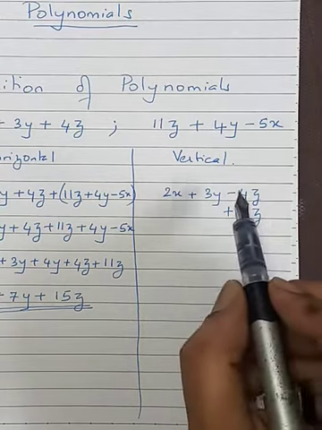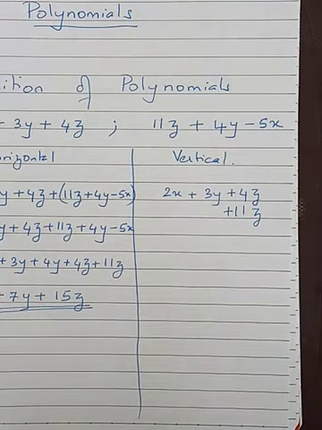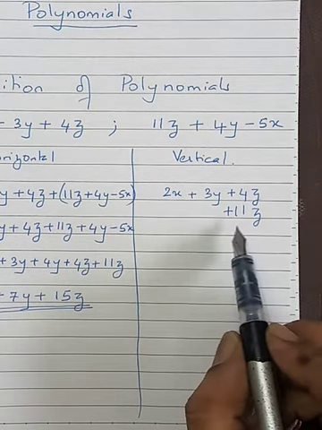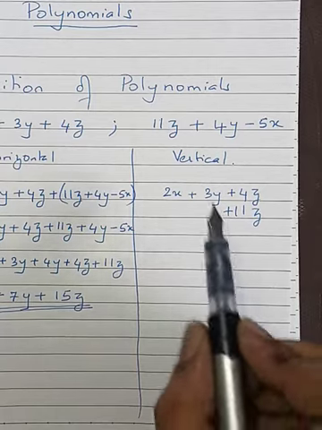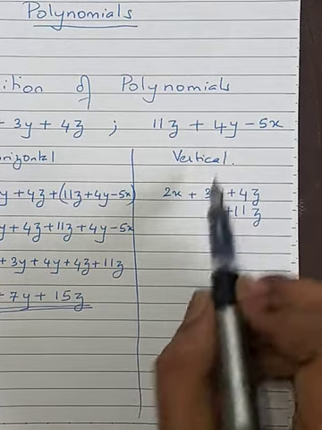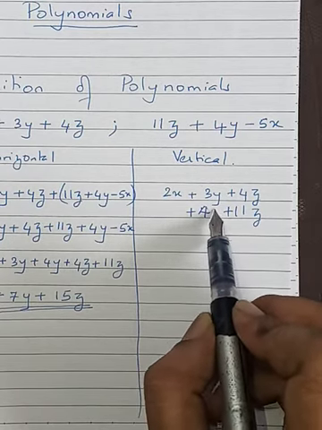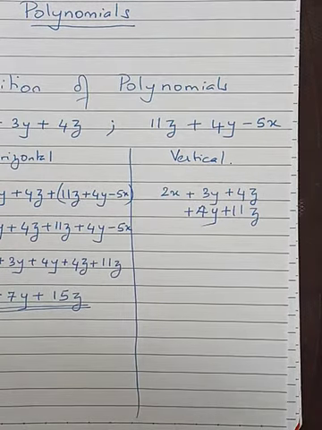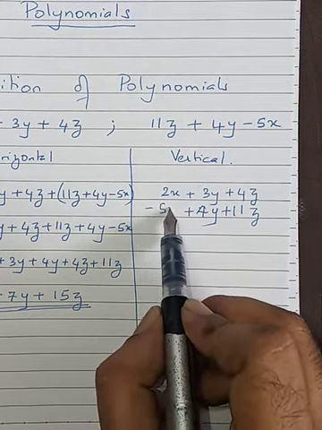Did I make a mistake over here? Yes, I made a mistake over here. Plus 4z it is. Okay. So 11z will come here. Let's see. What's the next term that I have? 4y. Where will the y term come? Will it come over here? No. It will come over here. Plus 4y. Where's the x term? Minus 5x.